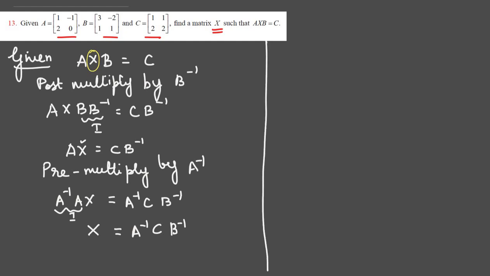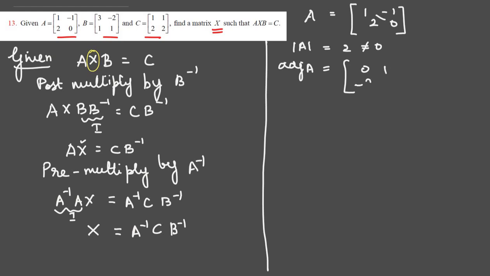Now we are going to find A inverse and B inverse. The A matrix, from the question, is 1, minus 1, 2, 0. Now the determinant of A will be 1 into 0 minus of minus 2, which is 0 plus 2, equal to 2, not equal to 0, and adj of A will be 0, 1, minus 2, 1. Now A inverse will be 1 by 2 times 0, 1, minus 2, 1.